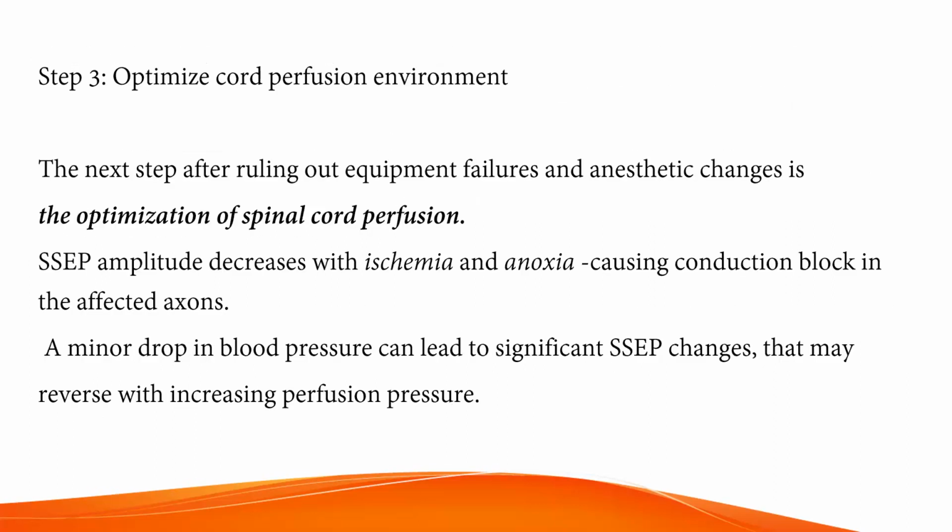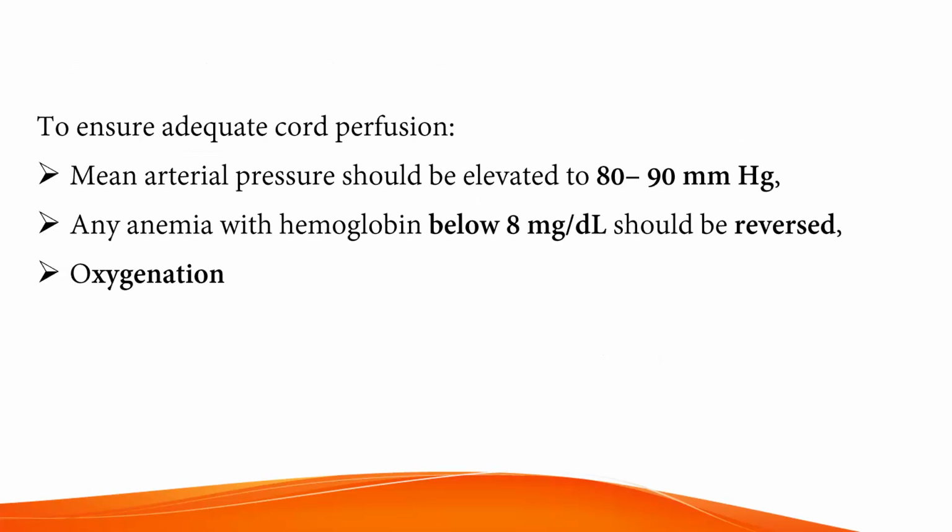And optimizing the cord perfusion environment. The next step after ruling out equipment failure and anesthetic changes is the optimization of spinal cord perfusion. SSEP amplitude decreases with ischemia and anoxia, causing conduction block in affected axons. A minor drop in blood pressure can lead to significant SSEP change, and with increased perfusion, SSEP can also change. To ensure adequate cord perfusion, always maintain the mean arterial pressure at 80 to 90 mm Hg. And if there is anemia, when the Hb drops below 8, it should be reversed, and enough oxygen should be given to correct the anoxia.